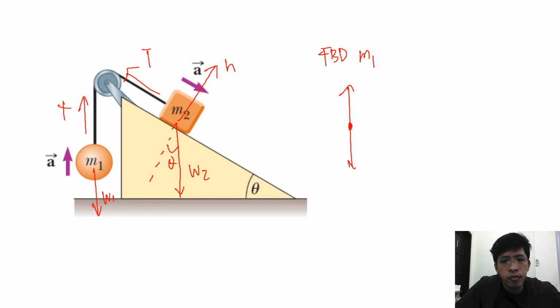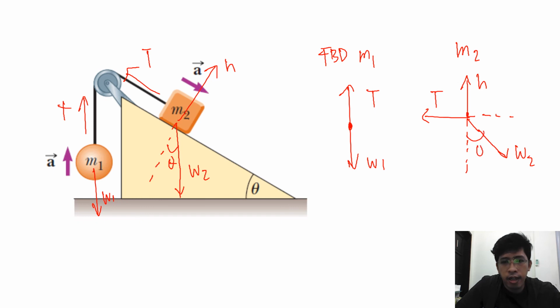So you have here your tension and then your weight 1. For m2, we have your normal force, and then to the left you have your tension, and then here is your weight 2. You can draw your xy plane. This is here your angle theta, and you can resolve this one. You have here your weight 2x, and then here you have your weight 2y. So I'm going to leave this one to you as your assignment.